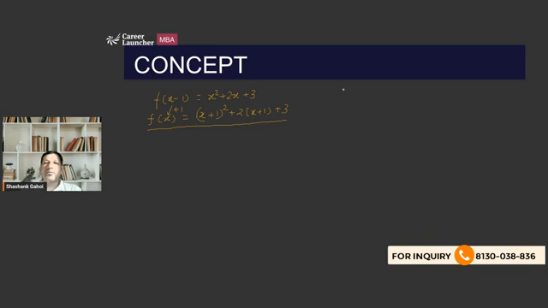Okay. Now there are going to be multiple functions in a question. For example, f(x) is equal to 2x and g(x) is equal to x square.